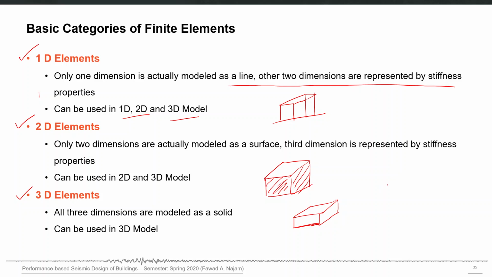In civil engineering structures, most of the times we only need 1-dimensional and 2-dimensional elements. For example, 1-dimensional element can represent our beams and columns and struts, and 2-dimensional element can represent our shear walls, slabs, and for example masonry infill panels and other 2-dimensional elements.